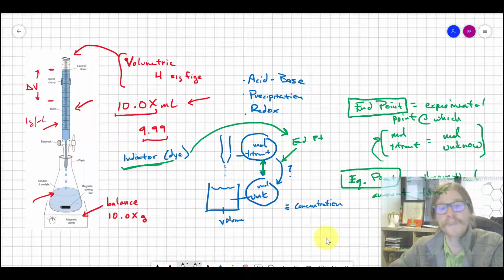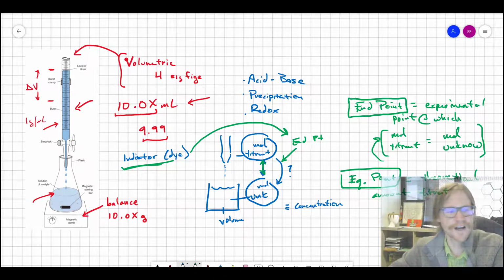And so those are very similar and distinctly different at the same time, and we don't want to use them interchangeably. So if we're talking about experimental points, we're talking about endpoints. If we're talking about theoretical, we're talking about equivalence point. We'll talk about both of them often in this class.